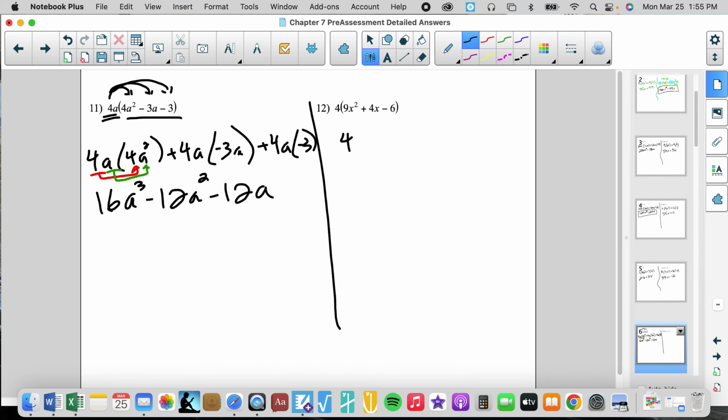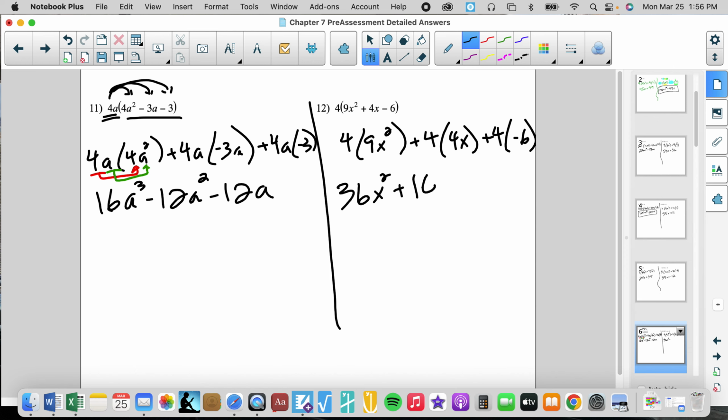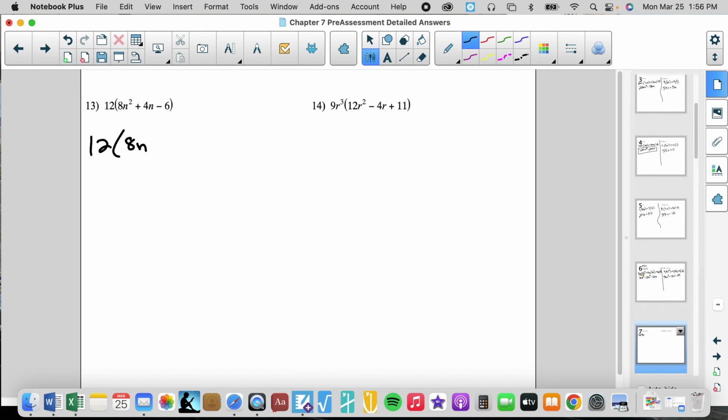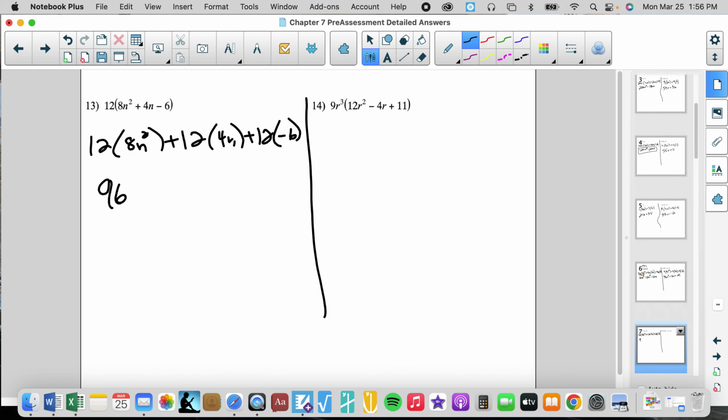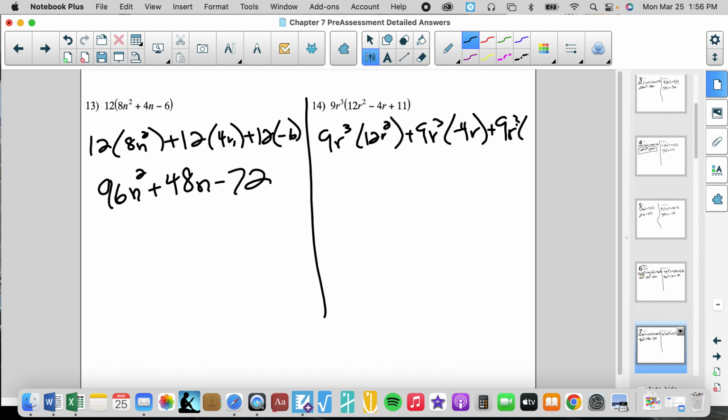We are distributing a 4 to 9x squared and a 4 to 4x and a 4 to negative 6. That gives us 36x squared plus 16x minus 24. And you see the speed at which I'm doing these. You should be at this speed because you hopefully have done hundreds of these in order to prepare for the assessment. I continue to ask to please put in the time so you are not reacting, that when you see this problem like number 14, you know exactly how to attack it. You know exactly what you're writing, and you're just going through the motions. It's almost like you can do it with your eyes closed.